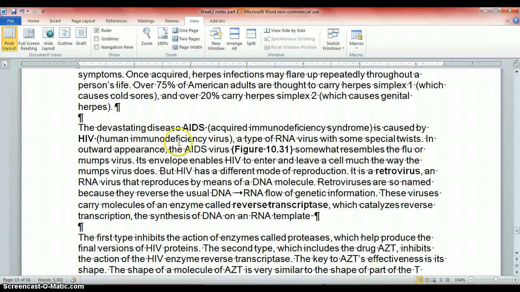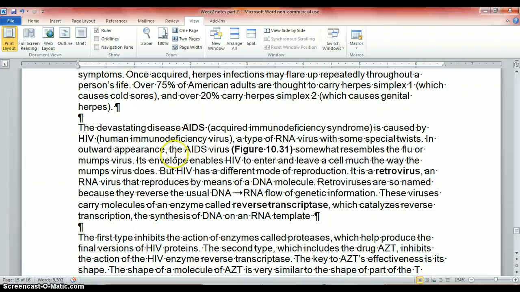Human immunodeficiency virus is a type of RNA virus with some special twists. In outward appearance, the AIDS virus, this is another figure in the book, somewhat resembles the flu or mumps virus. Its envelope enables the HIV to enter and leave the cell much the same way the mumps virus does, but HIV has a different mode of reproduction.